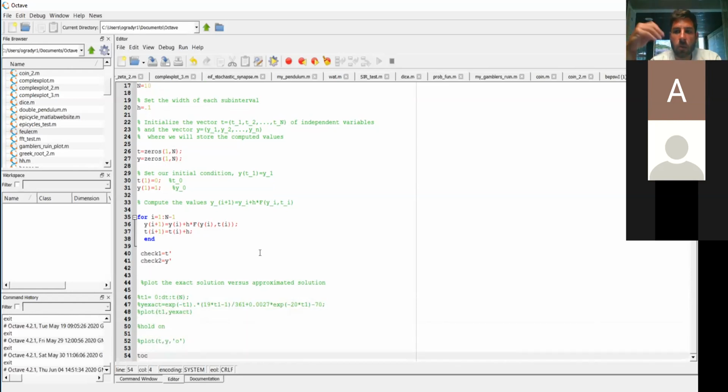What I'd like to do is run this code and make sure that it gives me the values I expect. So when I have check 1 equals t apostrophe and check 2 equals y apostrophe, what that apostrophe does is take our vector, our list that's horizontal, and transpose it so that it's vertical, so it's a little easier to read. So I'm going to run this.